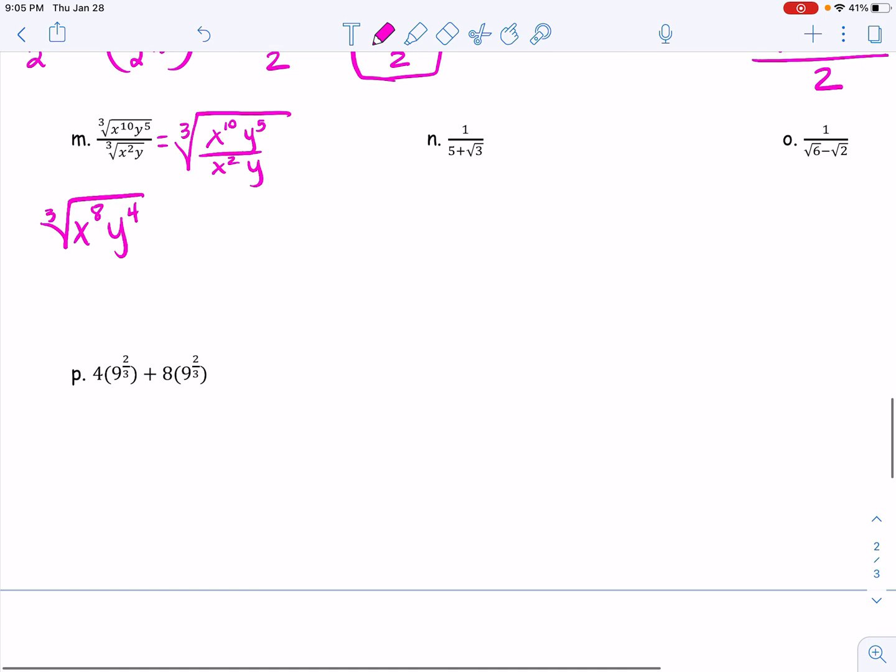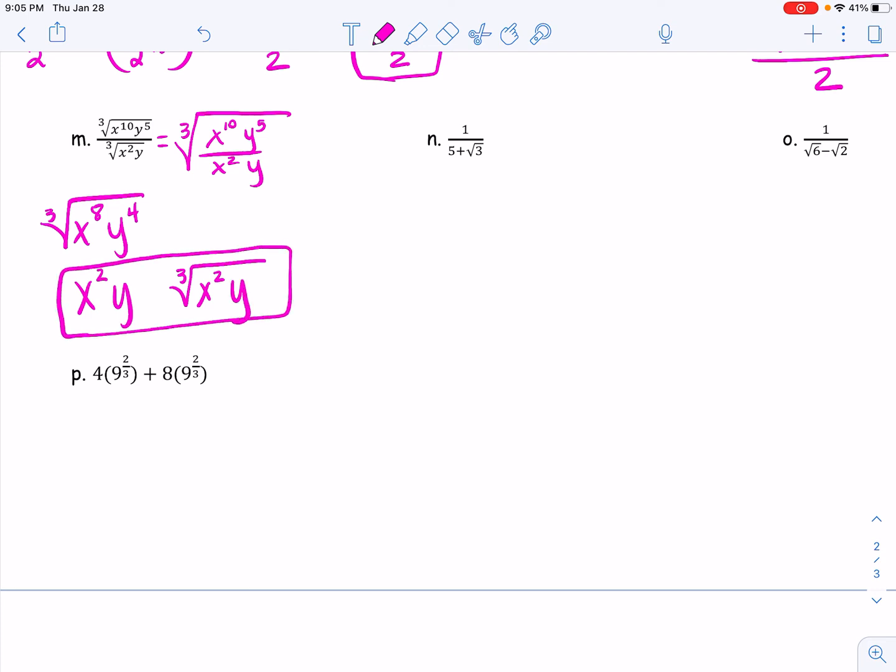And then I simplify this. Remember, I'm taking the cubic root of x to the 8th. How many groups of 3 are in 8? 2. So I'm taking out x squared. How many are left? 2. How many groups of 3 can I make in 4? 1. How many left? 1. So here's my final answer.